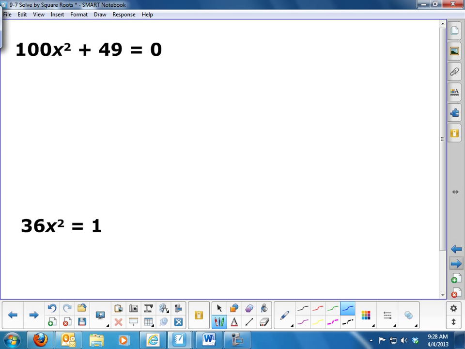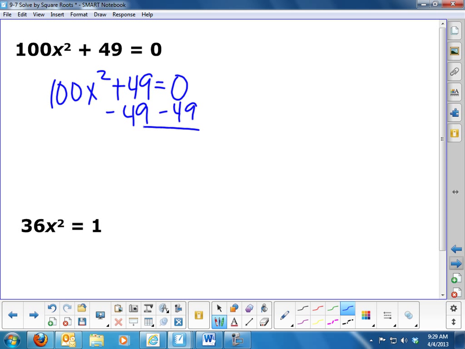If you want to, you could pause the video right now and try them on your own and then play it back and see if you get them right. So here, I'm wanting to get x squared alone. So I take my problem, 100x squared plus 49 equals 0. I need to get x squared alone, so I subtract 49 to each side, which leaves me 100x squared equals negative 49.